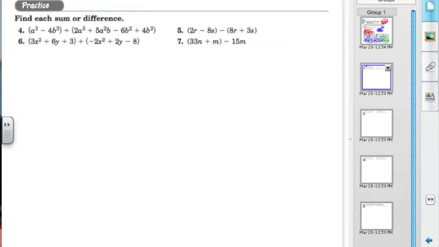So it says find each sum or difference. So we're going to add or subtract these. So we'll take a couple of these and look at them. Let's look at number 4. And I'm just going to align these. I'm going to take the larger one, the larger term. I have 2a cubed plus 5a squared b minus 6b squared plus 4b cubed.